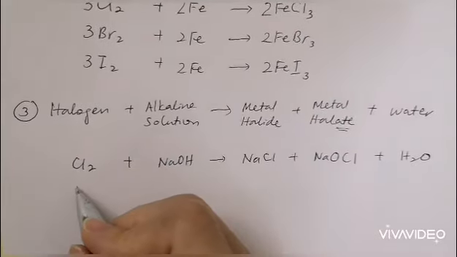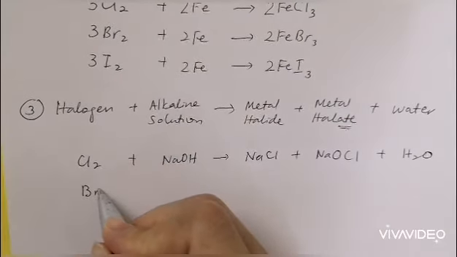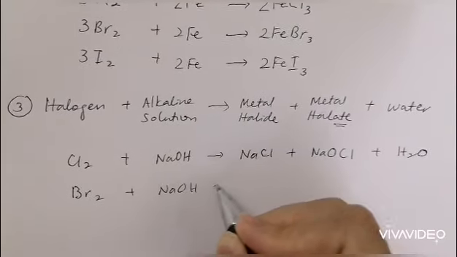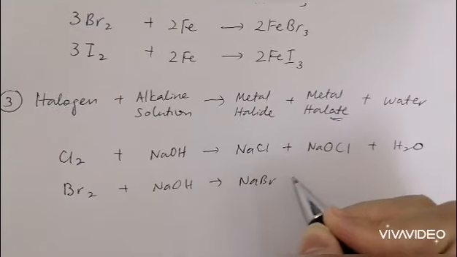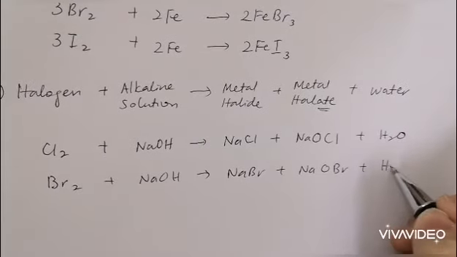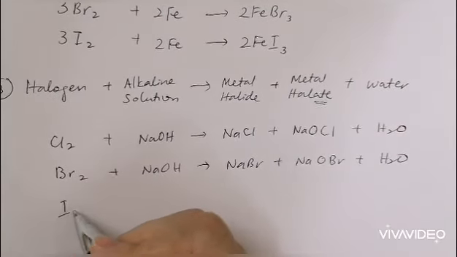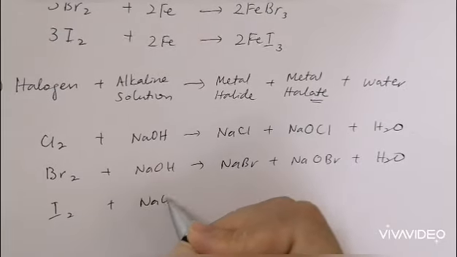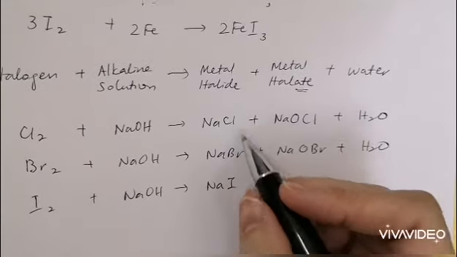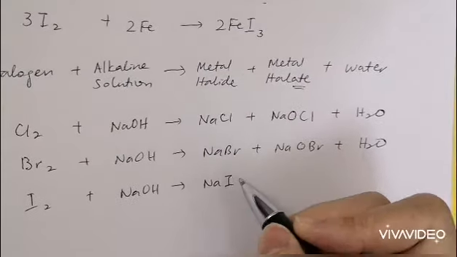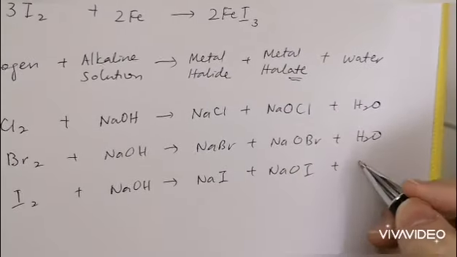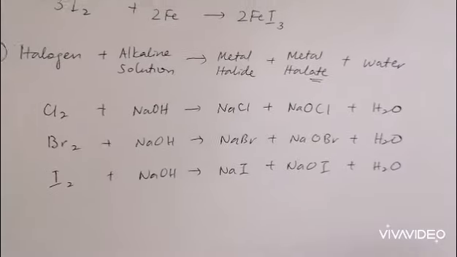Same pattern. For bromine, NaOH, NaBr, NaOBr, and water. So just follow the same pattern for iodine as well. NaOH, NaI. Remember to replace the halogen, and water. Is it balanced or not?